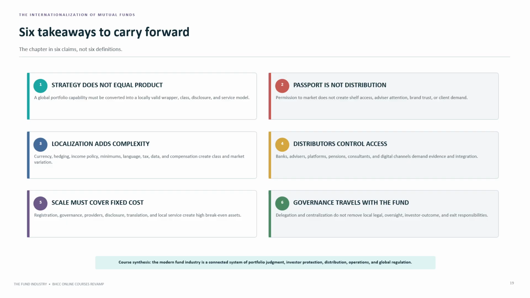Sixth, governance travels with the fund. Centralization and delegation do not remove local legal accountability, oversight, investor outcome responsibility, or the need for an exit plan. The larger course synthesis is that the modern fund industry is a connected system. Portfolio judgment, investor protection, distribution, operations, and global regulation cannot be managed as separate islands.